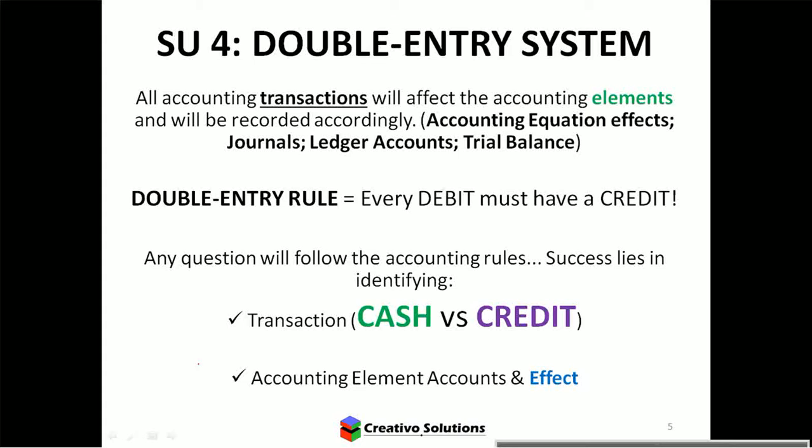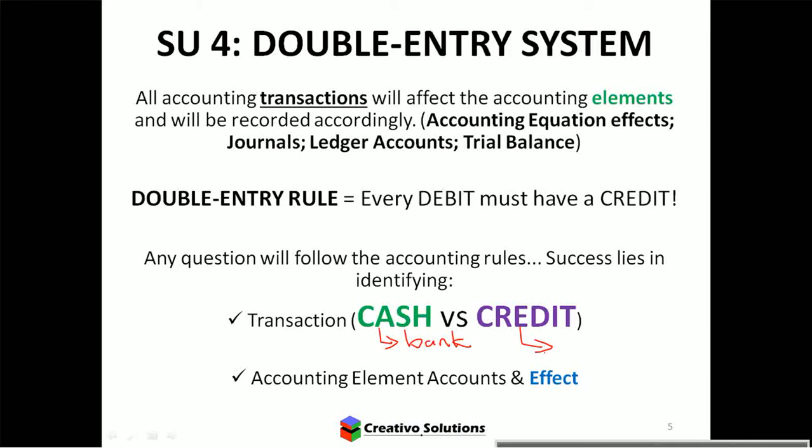Okay. Alright, so if I've got a transaction, the first step is to identify what is the transaction, cash or credit. If it's cash, it'll affect which accounts? Bank. Okay, and if it's credit, what account will it affect? Two possibilities. Creditors or liabilities. Debtors. Okay, a creditor is a liability. Alright, so you'll either have debtors or creditors.